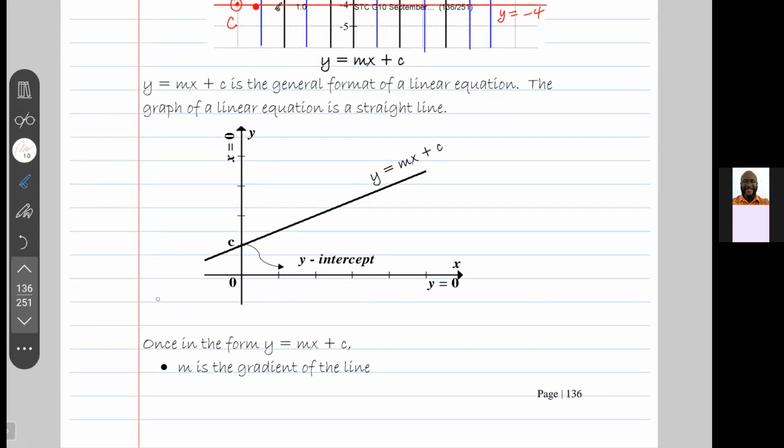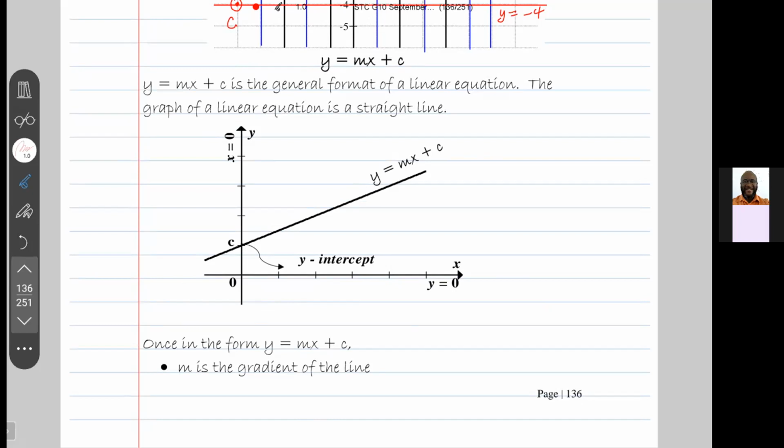Now the equation of the line is y is equal to mx plus c. That is general. General meaning that this line is representing all lines. So it's sort of like saying girl. When you say girl, you're basically talking about everybody who is of a particular gender. So this is a general format.